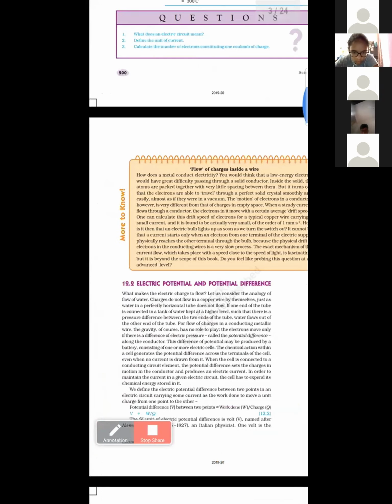Example number 12.1: current is given, time is given, you have to find the electric charge. Applying the formula, we get the charge. Blue colored questions: what does electric circuit mean? Define unit of current. We got it, ma'am. How many electrons constitute 1 coulomb of charge? This third question we have already discussed yesterday. Then come to the next one.